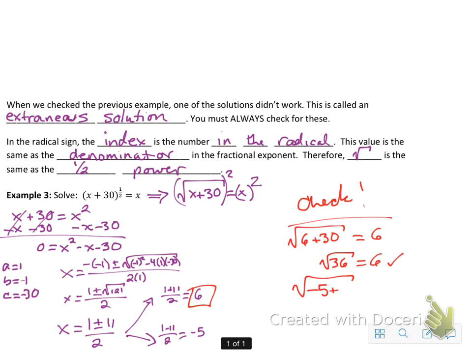Negative 5 plus 30 under the radical. Does that equal negative 5? Well, no, it doesn't. It can't, because the square root of 25 is positive 5. So this is entirely wrong, which means that negative 5 is not an answer. It is another extraneous solution.